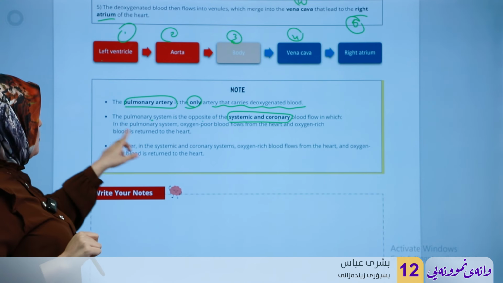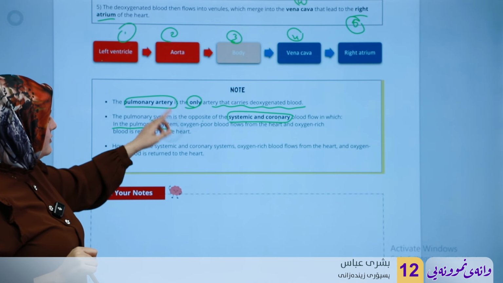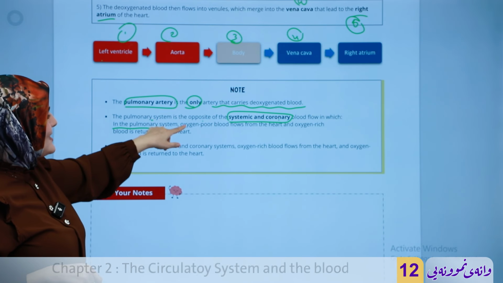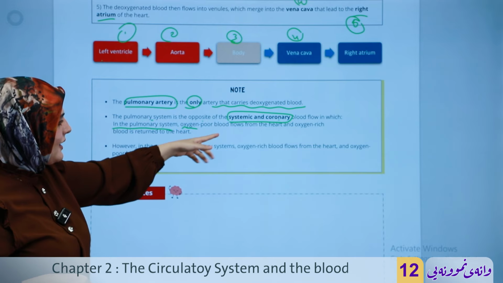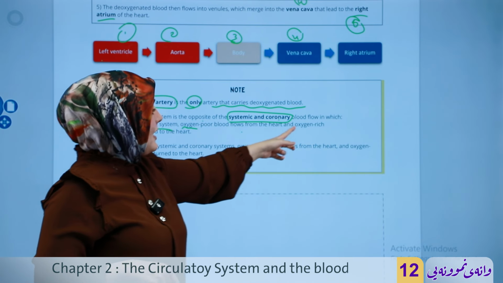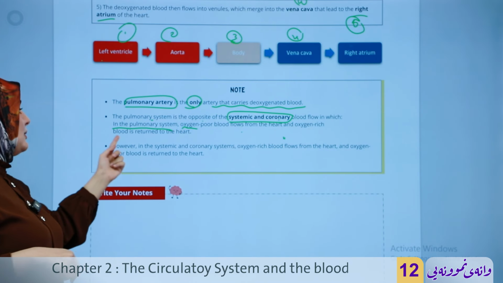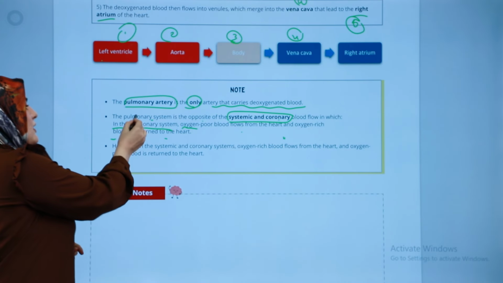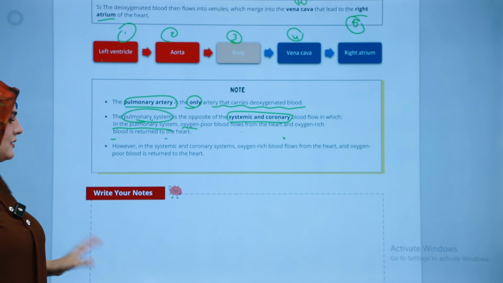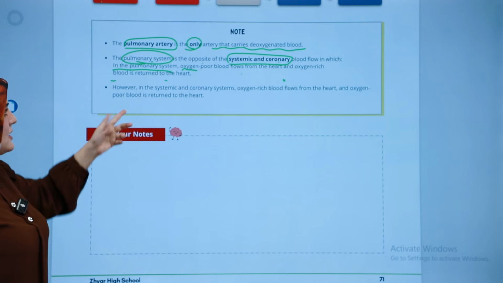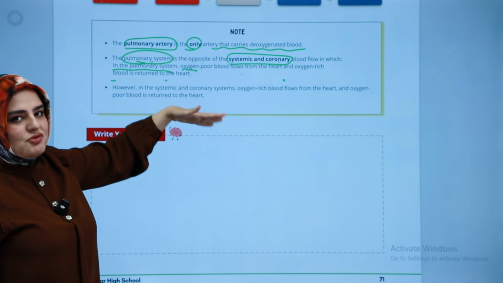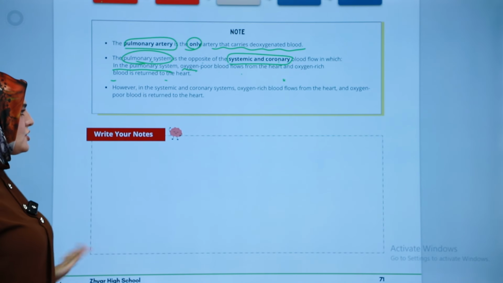Blood flow in the pulmonary system, okay? There is like a difference between them. So it says oxygen poor blood flows from the heart, all right? And oxygen rich blood is returned to the heart. That's referring to the pulmonary system. However, in systemic and coronary, it's opposite. We just said it. We said, look, oxygen poor, we mean deoxygenated blood. Oxygen rich, we mean oxygenated blood. Just for your information.